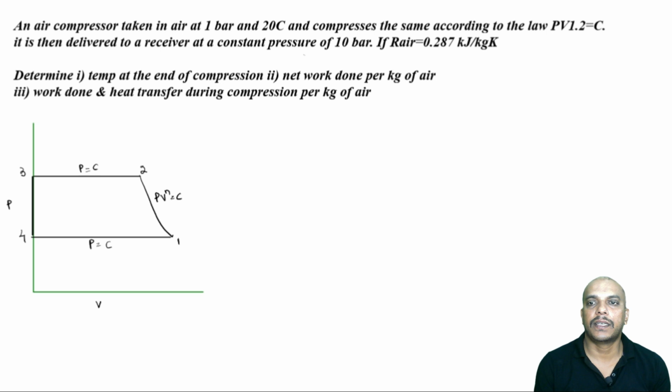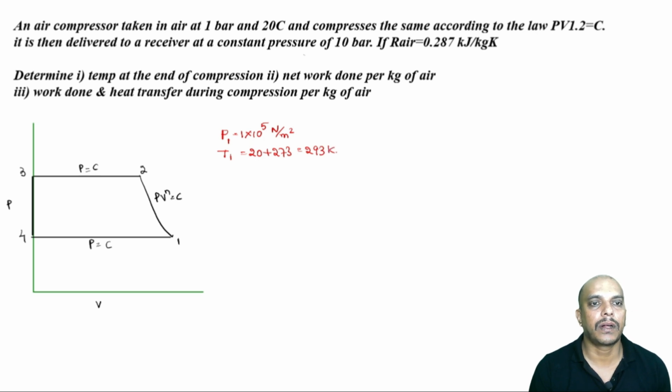In this video, let us take a numerical on reciprocating compressor. So let us read the problem. An air compressor takes in air at 1 bar and 20 degrees Celsius. So it will be obviously P1, that is P1 equals 1 into 10 power 5 Newton per meter square, and temperature T1 is 20 plus 273, that is equal to 293 Kelvin.